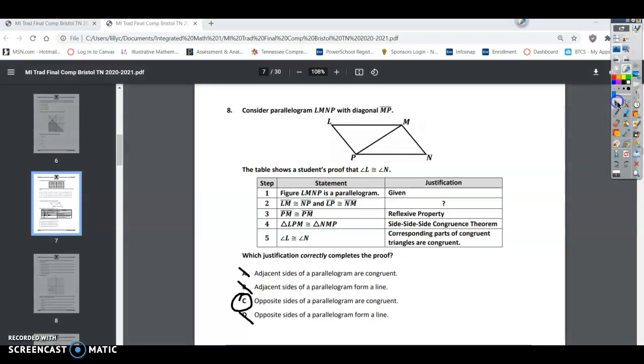So the answer to number 8, which justification correctly completes the proof, the answer is C.